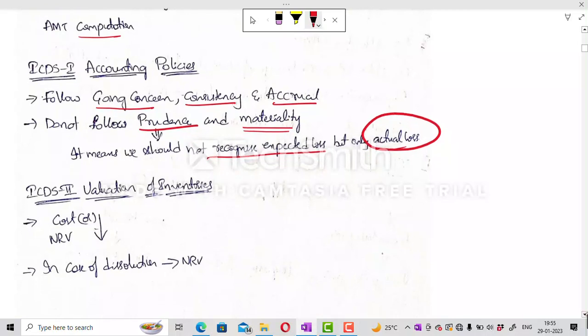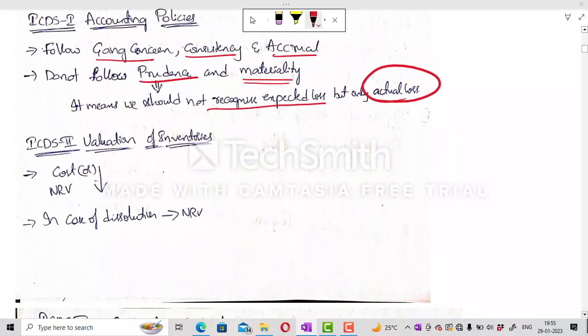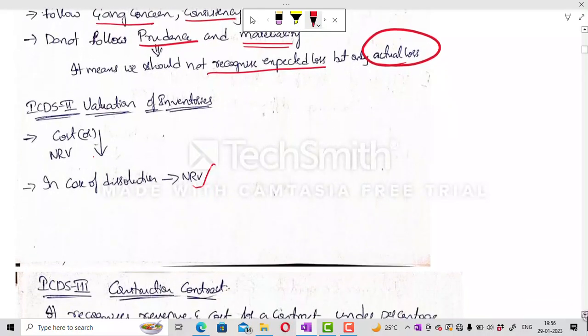The next ICDS, the second one, is valuation of inventories. We should follow cost or NRV, whichever is lower. But in case of dissolution, meaning there is no going concern concept, then we will follow NRV only. We will calculate inventory based on NRV.